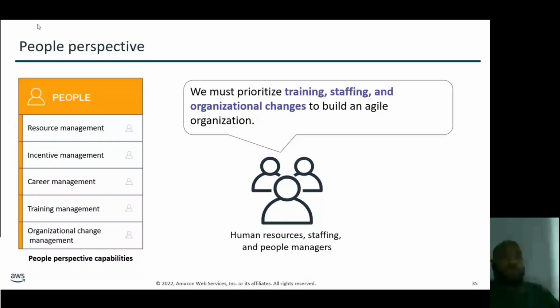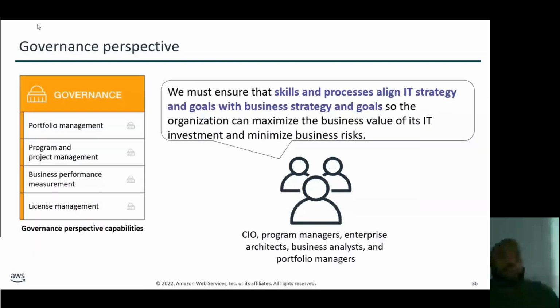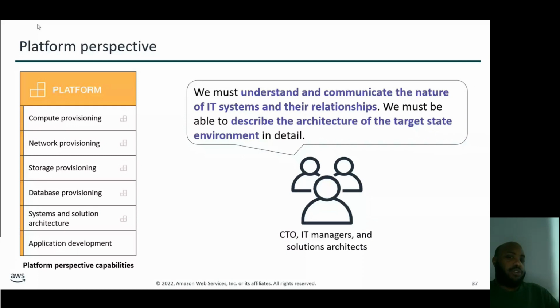Now, if these people decide to move forward with the cloud, how are the human resources, staffing, and managers all going to be trained? Now, the governance perspective is how the program managers, portfolio managers, and all of those people get their strategy aligned with the cloud and how to maximize the business value of it. And you'll have your platform perspective, where you have the CTO, technical officers, solution architects, and people.